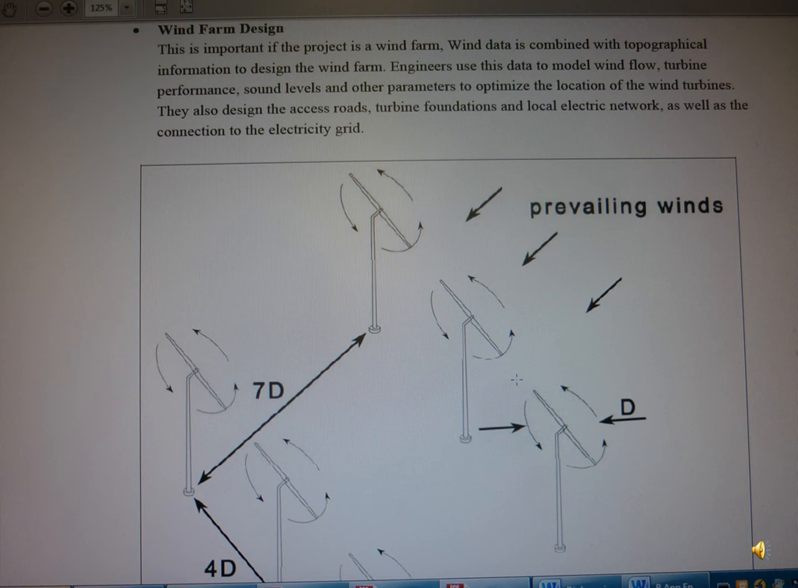So in this you can see the wind farms are installed so that the prevailing winds come to the wind farm. There is also the diameter of the wind turbine, and the distance from one turbine to another turbine must be 7D to 10D. So this is the allocation and the design of the wind farm.